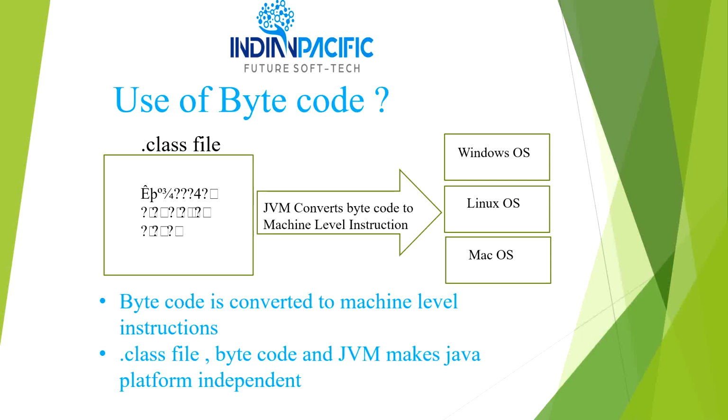So these three things are not platform independent, but whenever we write our program, it generates the class file. Bytecodes get generated, and those bytecodes are converted by the JVM to other machine level instructions, and that is the reason why our program runs on different platforms. So that is the reason that the .class file, bytecodes and JVM make our Java platform independent.